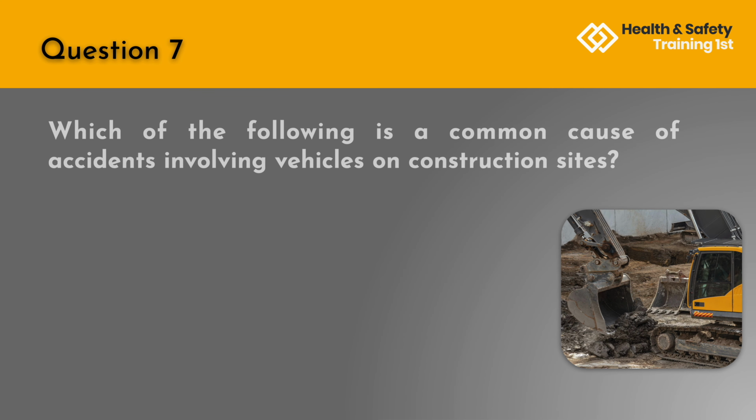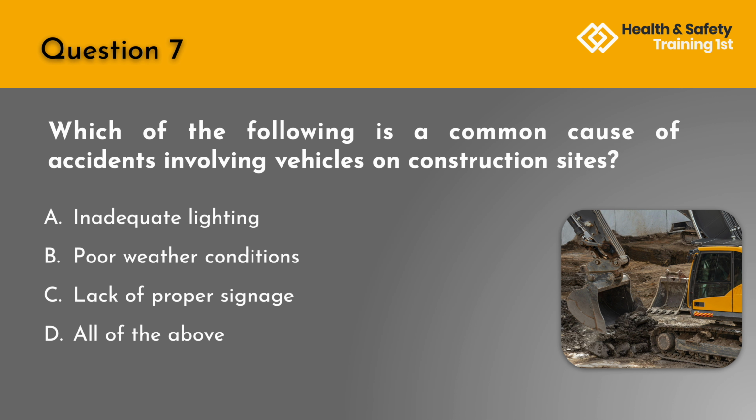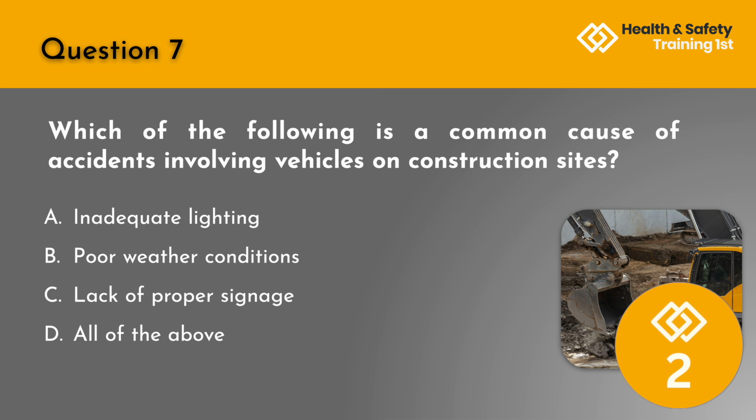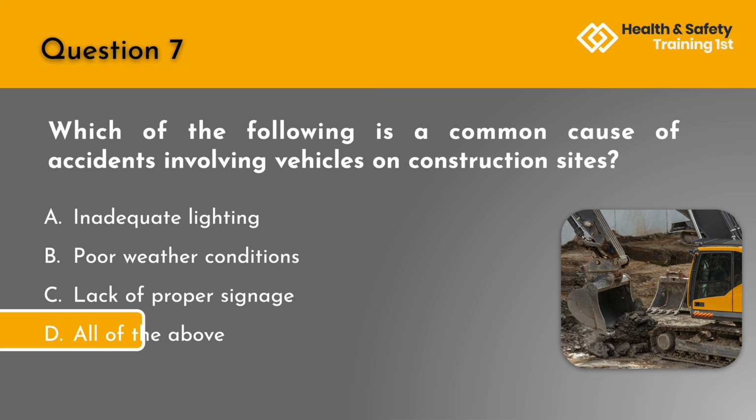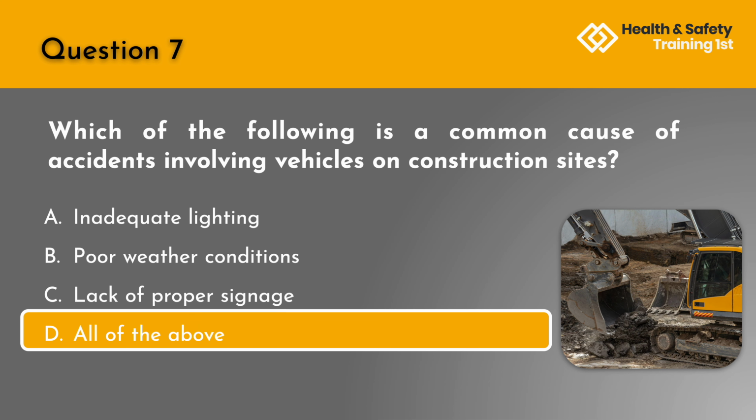Question 7. Which of the following is a common cause of accidents involving vehicles on construction sites? A. Inadequate lighting. B. Poor weather conditions. C. Lack of proper signage. Or D. All of the above. The correct answer is D. All of the above.